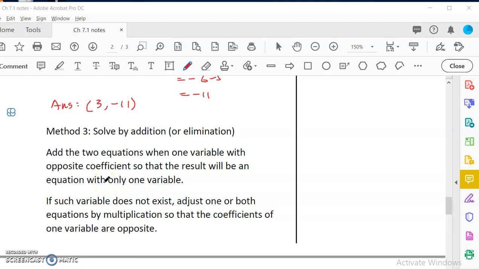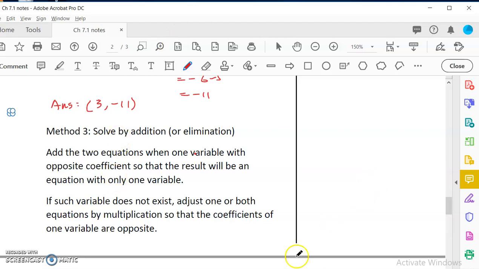Hello, College Algebra student. This video is for Chapter 7.1, Solve Systems of Equations, 2 by 2, two equations, two unknowns, and we're into method 3, which is solving the system by addition or elimination. Because we have two variables and two unknowns, if we write them in such a way and add the two equations together where one variable has opposite coefficients on the two equations, then one of them will go away and we can solve it.